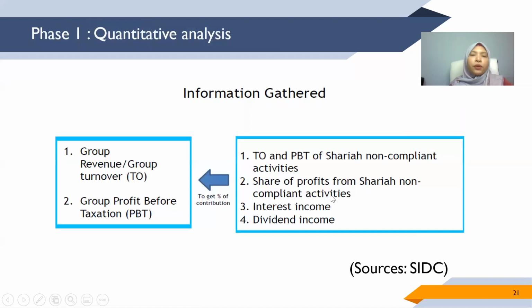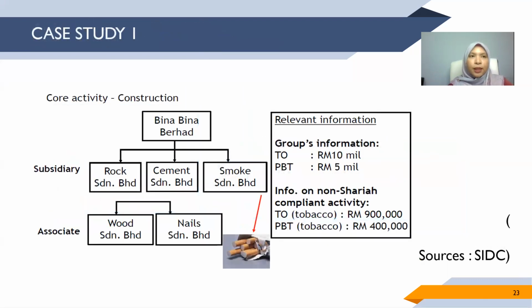For example, if TO is dah kira and you have calculated that it complies with the 5%, however PBT does not comply, it cannot. So all of that must comply with the benchmark. Okay, so we have a few case studies here. We go through one case study only.